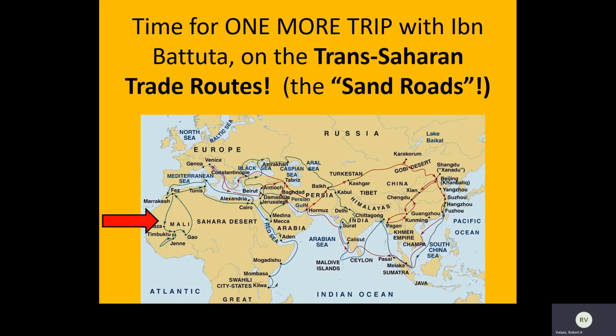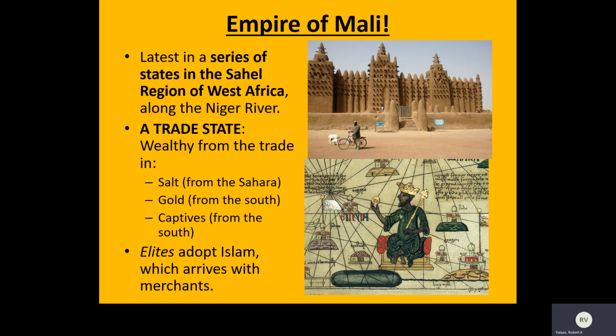And he traveled at this time period on the trans-Saharan trade routes in the 1300s and arrived in the Empire of Mali there in West Africa along the Niger River, the latest in a series of states in the Sahel region of West Africa. And the Sahel refers to those areas where the Sahara Desert and the forested lands of the south meet in this grassland savanna area where a lot of the key societies of West Africa have developed historically. And the latest of these by the 1300s was the Empire of Mali and its great trade cities, Timbuktu, Gao, and Djenné, along the Niger River.